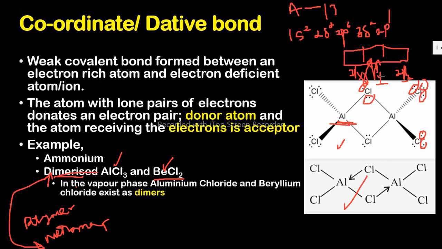Okay, so if this one donates the 2 electrons here in the empty p, then because of its small size, it will be able to attract and accommodate those 2 electrons. And the bond that is formed is a dative bond, and it is usually represented as an arrow to show which atom donated the 2 electrons. And so the overall compound that will be formed is a dimer.